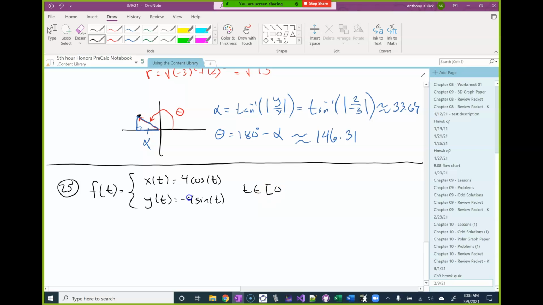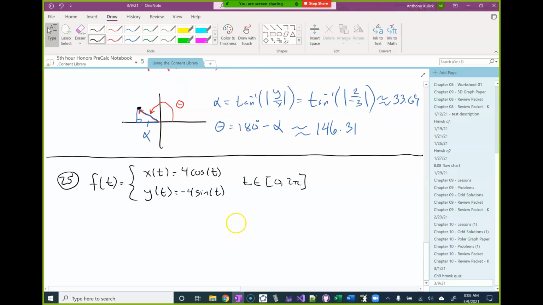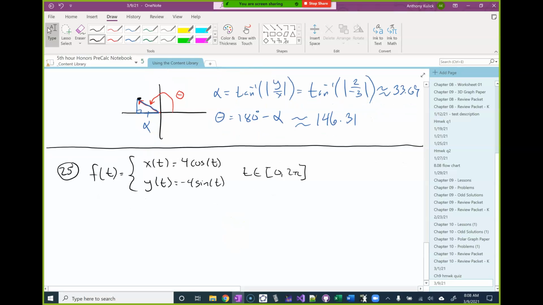And what are we being asked to do this? Eliminate the parameters and find the domain and range of the resultant function. Okay? So to eliminate the parameters, this is one of those special case situations where this is a circle. So the way we'll eliminate the parameters is a little bit different.